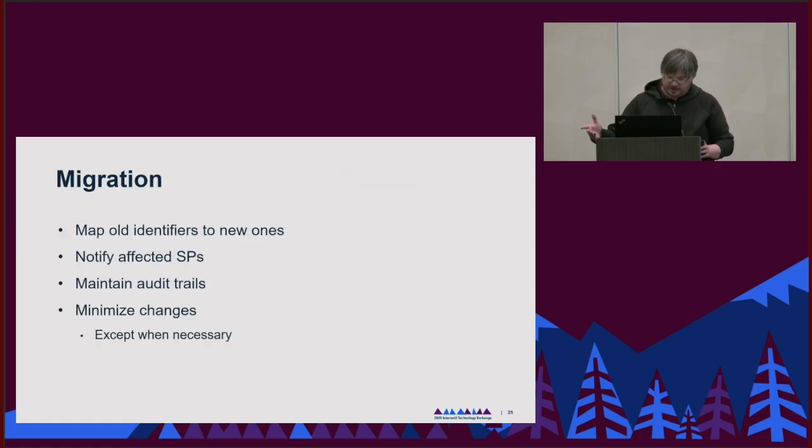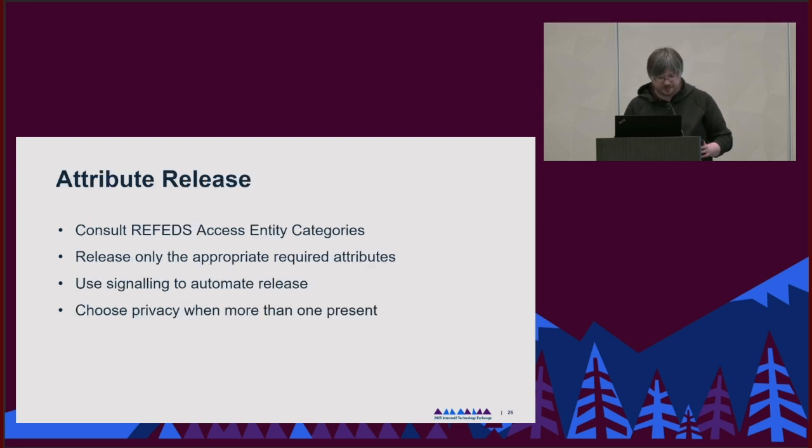Now, wrapping up from the IDP perspective. Definitely, when you engage in this process and you deploy these as an IDP, you want to map your old identifiers to the new ones and minimize changes except when truly necessary. You don't just want to make change for the sake of change, and those should go into your design considerations. When migration is needed, you want to notify the affected SPs so they can perform the mapping on their side also. And do maintain the audit trails so you know what exactly happened, and be prepared to make that available to parties that need it for troubleshooting.